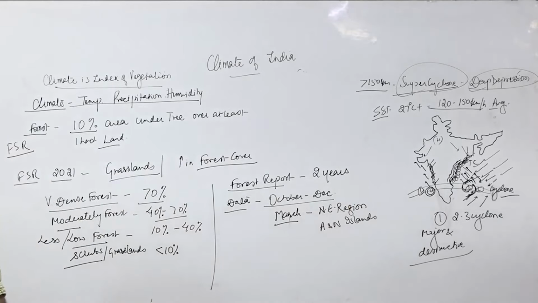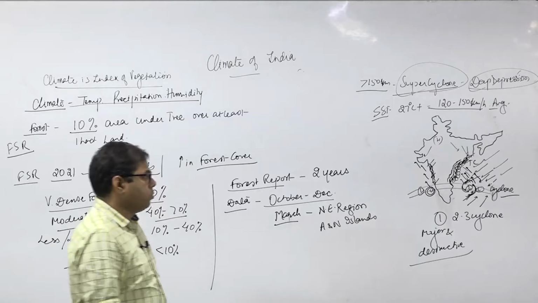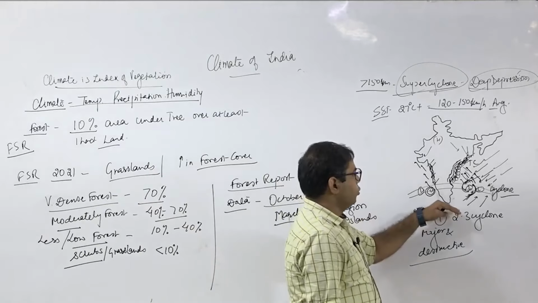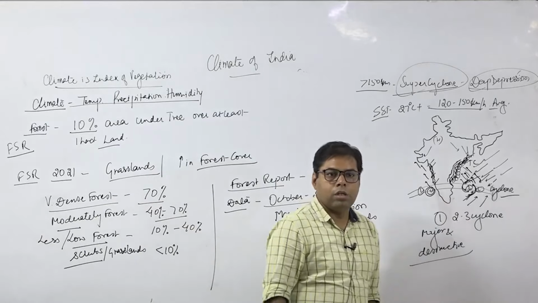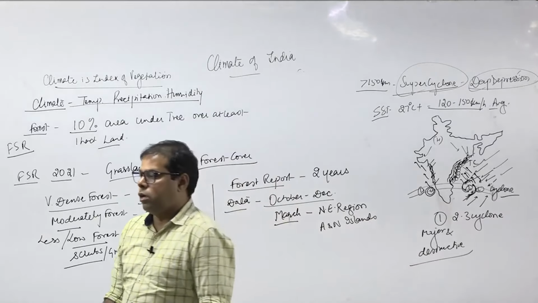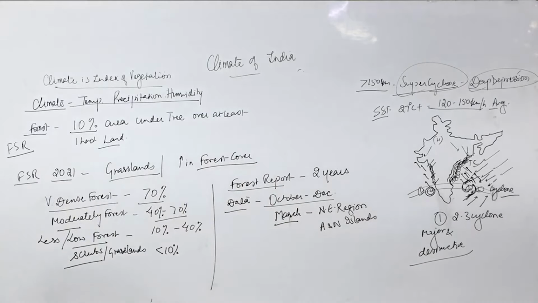Right? Clear? Now look here. The duration of the monsoon is longer over southern India. Early arrival, later departure.